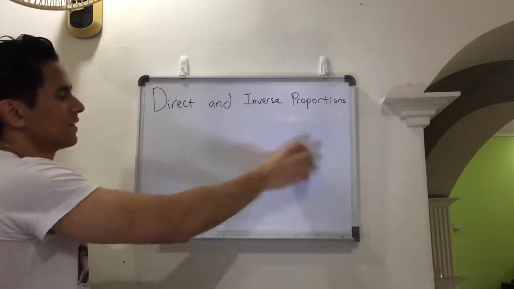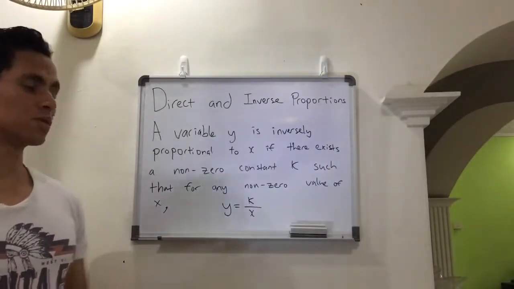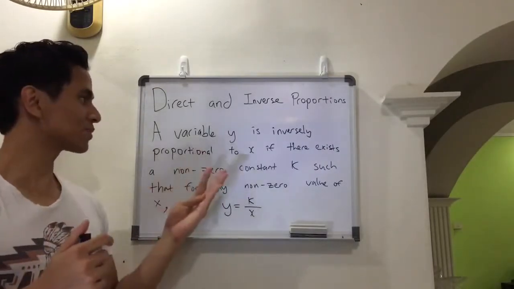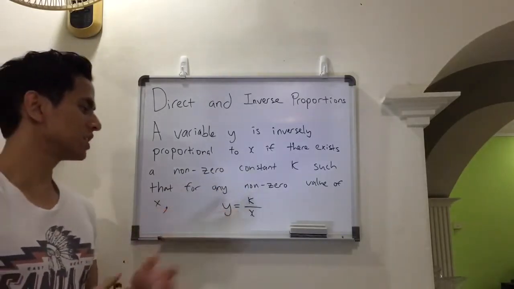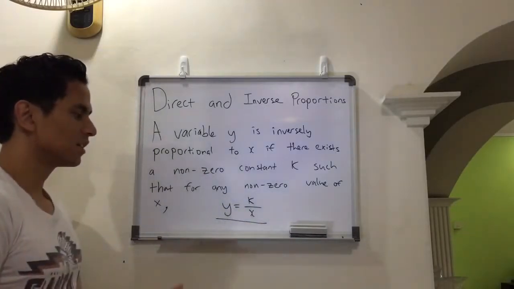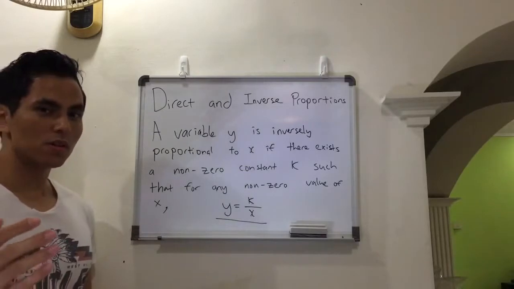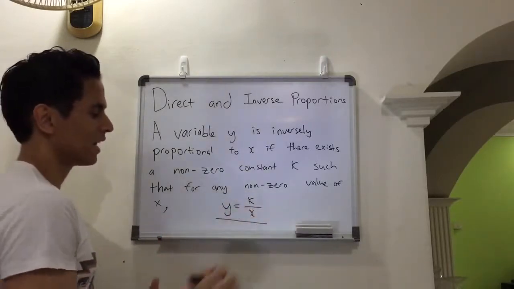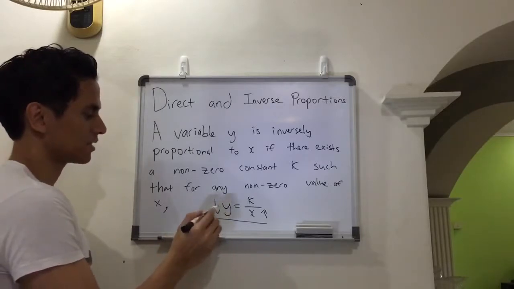And then for inverse proportions, this is the textbook definition of inverse proportions. But again, I want you to focus on this equation: y equals k over x. This is just signifying that when x increases, the magnitude of y decreases.